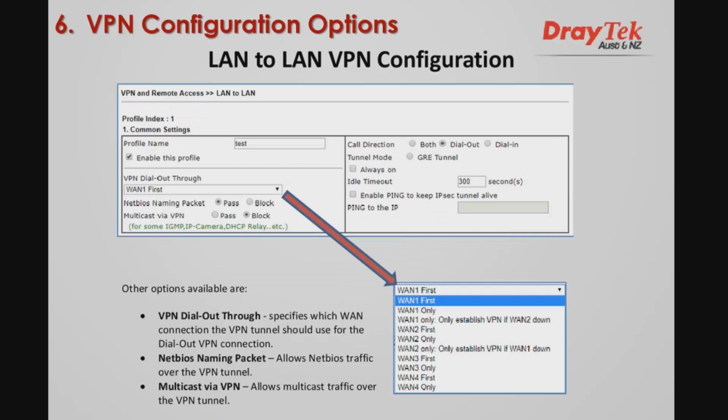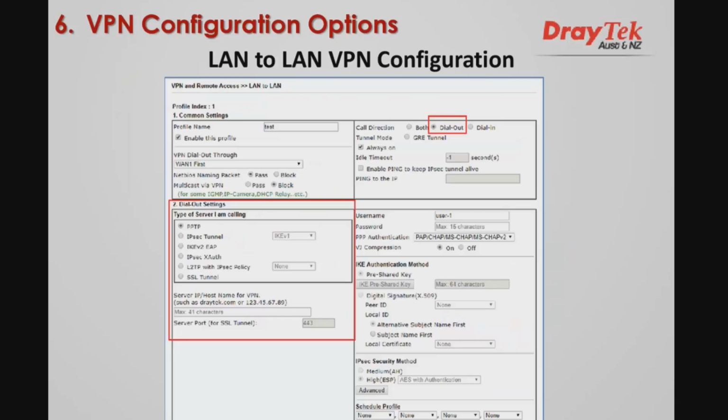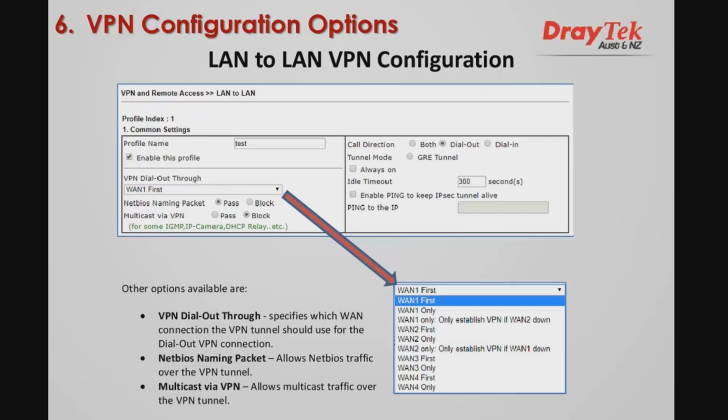In the Common Settings menu, the call direction can be selected as dial-out or dial-in or both. Tunnel mode and idle timeout can also be selected. The default idle timeout value is 300 seconds. This is the time period the router will wait until it disconnects the VPN tunnel if no traffic is flowing through the VPN tunnel. The ping to keep IPsec tunnel alive is only used for diagnostic purposes and should not be enabled. Enabling this feature will cause the VPN tunnel to repeatedly drop and reconnect. This setting is independent of the dead peer detection feature. More details are available in the application note.